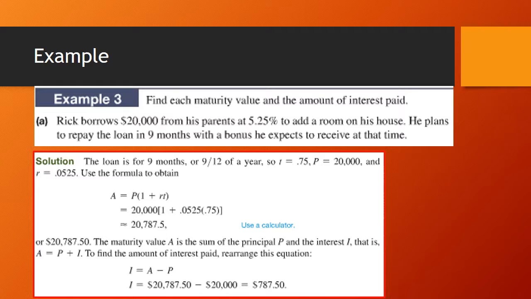$20,787.50. To figure out how much of that is actual interest, subtract his original amount that he borrowed from that. So you're going to subtract $20,000 from that, and you're going to get $787.50.